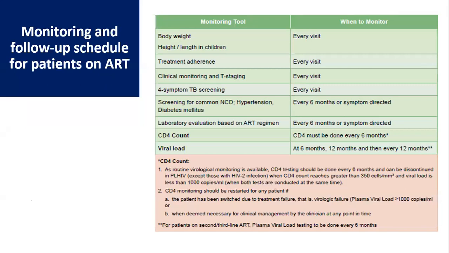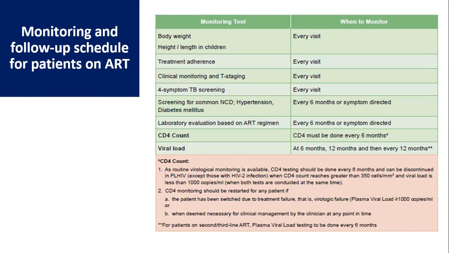Now, if we put a patient on ART, what are the different kinds of monitoring that we need to do? At every visit, we are going to measure the body weight, height or length of the children, then treatment adherence, then WHO clinical staging, and 4-symptom screening of TB, and screening for NCDs, that is non-communicable diseases like diabetes, hypertension, and mental health every 6 months, or as per symptoms. And then laboratory evaluation every 6 months, or depending on the signs and symptoms of the patient, we can do it earlier or later.